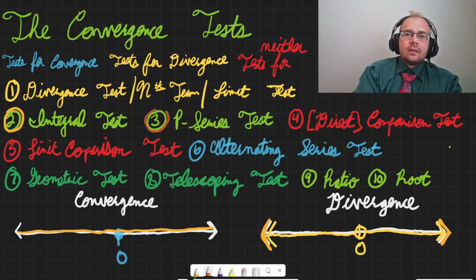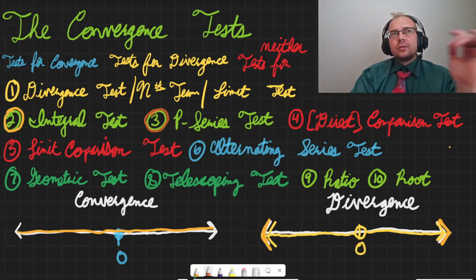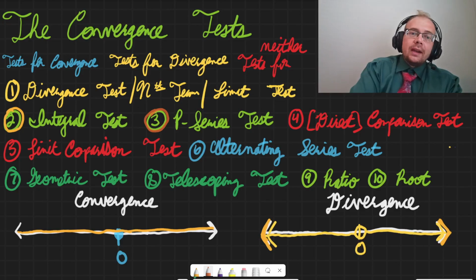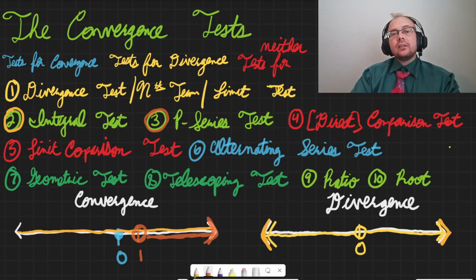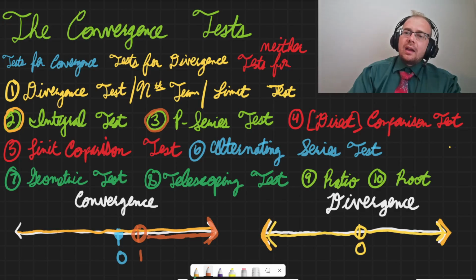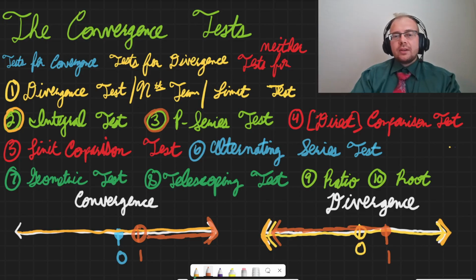P-series, the series of 1 over n to the p power is what it would have to be written as. When p is greater than 1, it converges, and when p is less than or equal to 1, it diverges. So there's your p-series test.